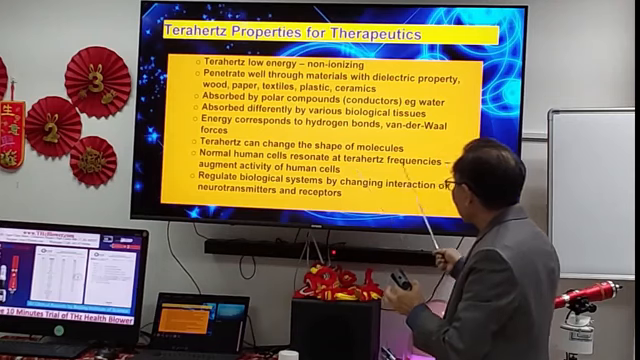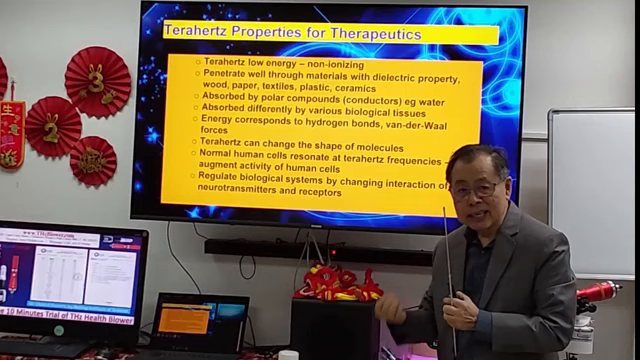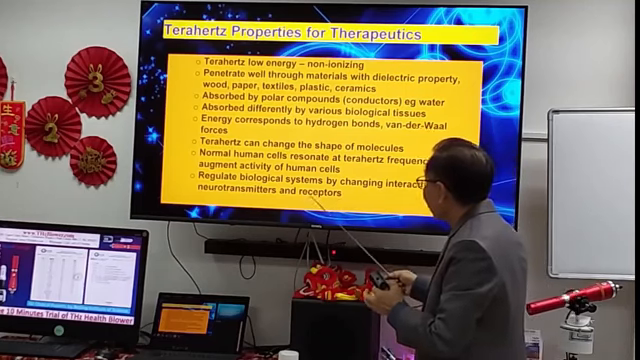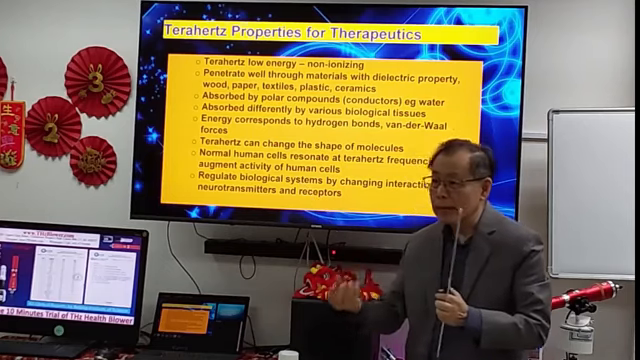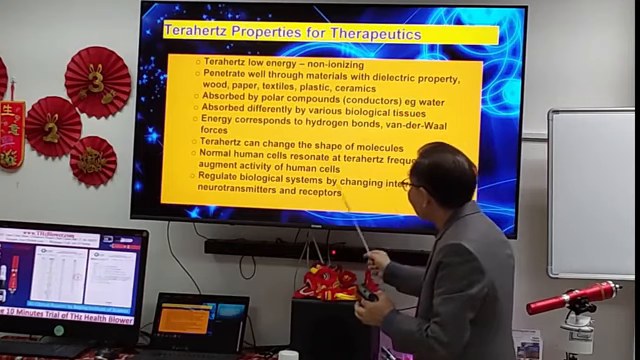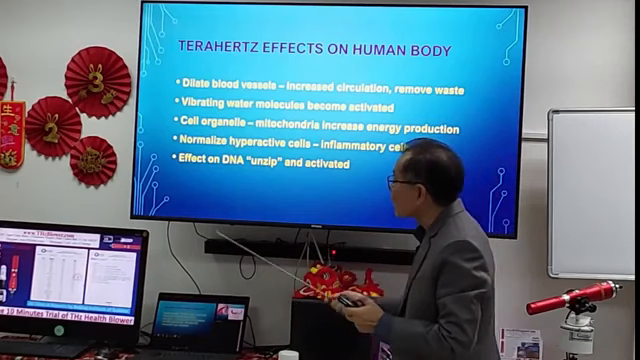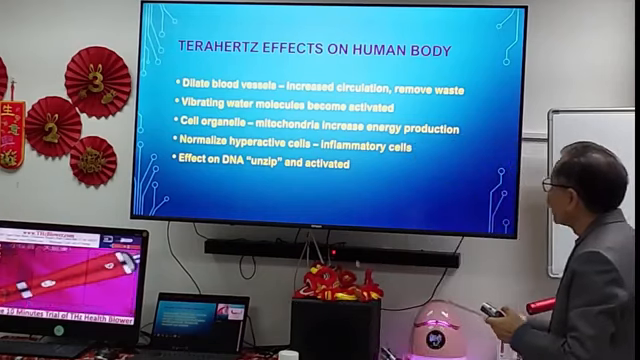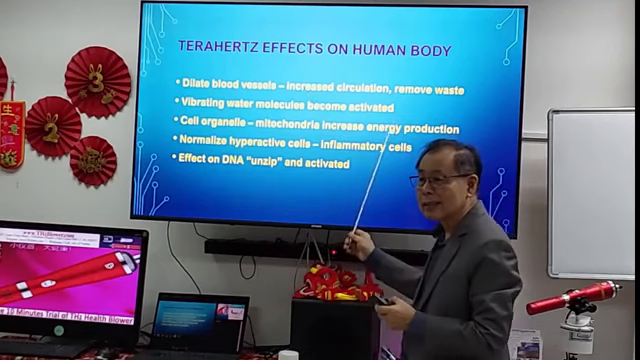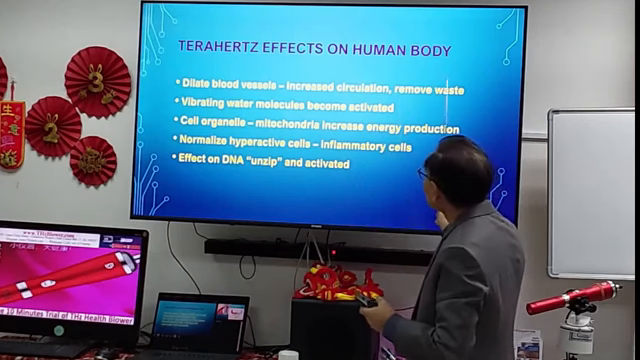So because human cells resonate at that frequency, it can therefore activate cells and regulate cells. And that's how it regulates our body's function, because of its effect on chemicals within the body. So this is a summary of what terahertz does to your body. It opens up your blood vessels, increases circulation, and removes waste. Very important. One of the main functions of circulation is to remove waste.